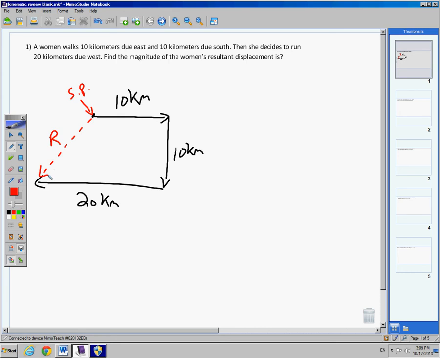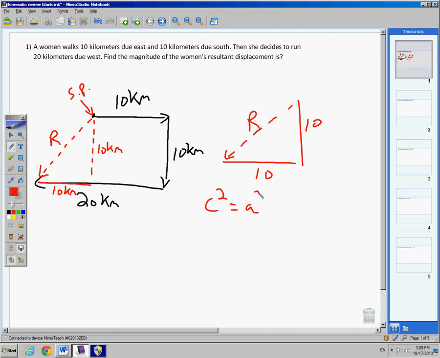It says find the magnitude of the woman's resultant displacement. Well, if I draw a line down here, I know that that is also 10 kilometers. And that divides this line here, and this is 10 kilometers. So I have really a triangle of 10 and 10. And the question is, what is R? C squared equals A squared plus B squared gives me C squared equals 10 squared plus 10 squared. I'm going to leave out units here. That gives me an answer of around 14.1 kilometers. And since this said what is the magnitude of the resultant, that's all I have to do.